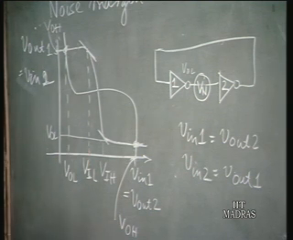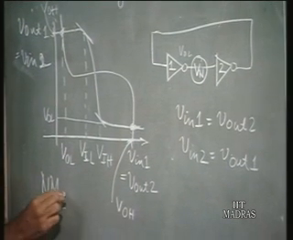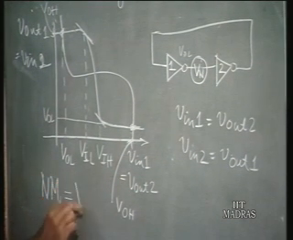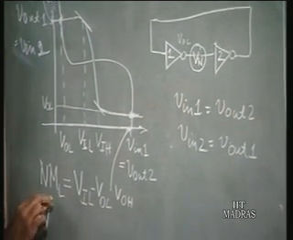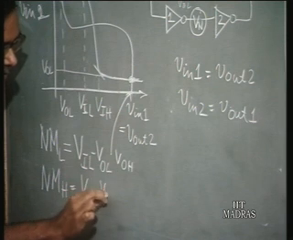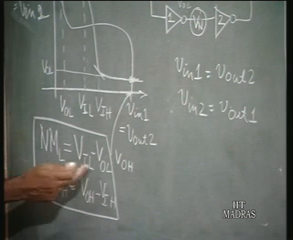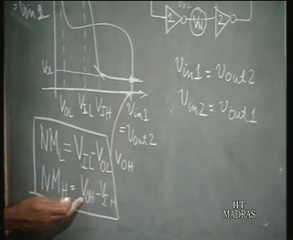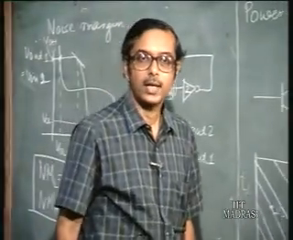So there are two noise margins, usually one for logic low and the other for logic high. So you have noise margin low equal to VIL minus VOL, and noise margin high equal to VOH minus VIH. Noise margin low is VIL minus VOL, and noise margin high is VOH minus VIH. All right. So these are the two noise margins in the circuit.